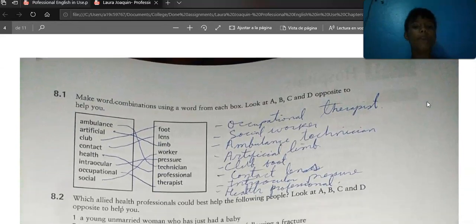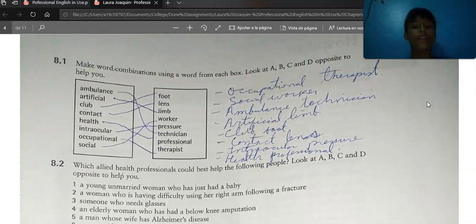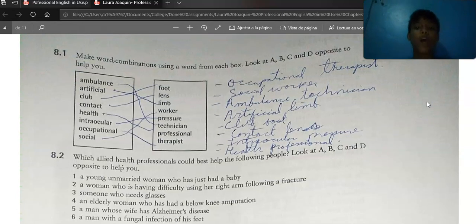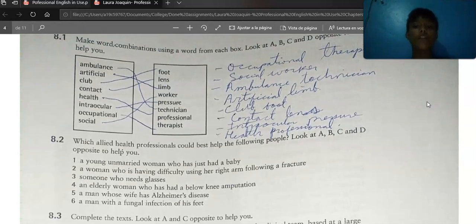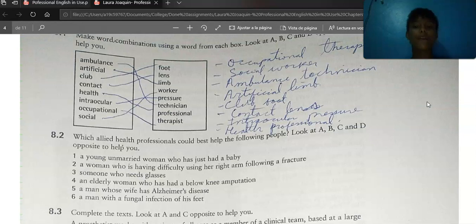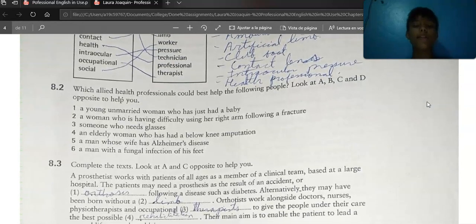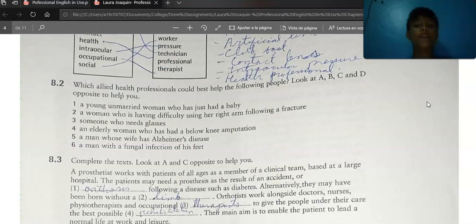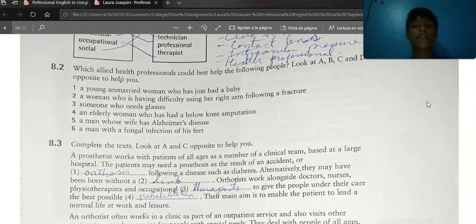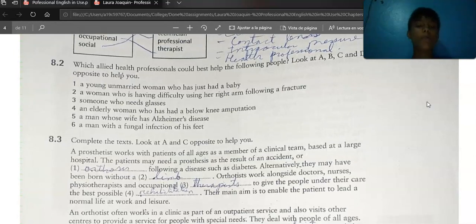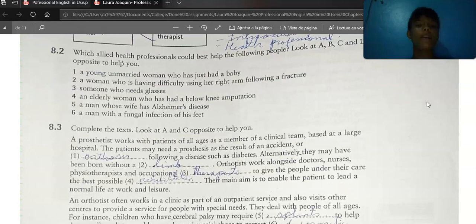Exercises from Unit 8. Make word combinations using a word from each box. Look at A, B, C, and D opposite to help you. Occupational therapist, social worker, ambulance technician, artificial limb, club foot, contact lens, intraocular pressure, health professional. Which allied health professionals could best help the following people? Look at A, B, C, and D opposite to help. A young unmarried woman who has just had a baby.